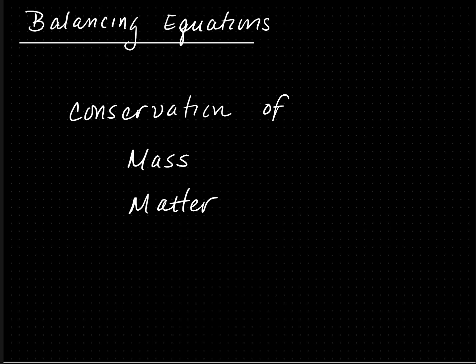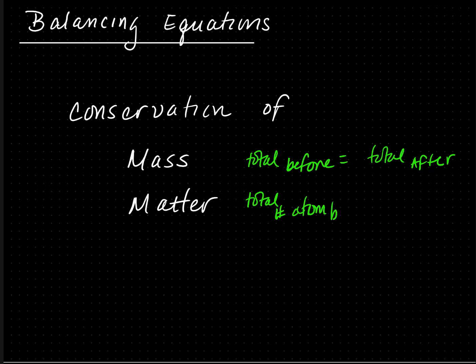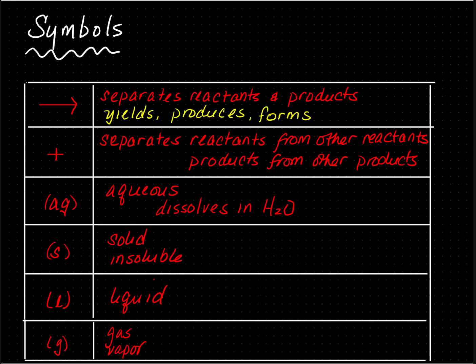Balancing equations, we always follow the conservation of mass and matter. Mass means the total mass before must equal the total mass after in an ideal situation. Matter means the total number of atoms before must equal the total number of atoms after. Conservation means that nothing can be created or destroyed. The numbers before and after must match.